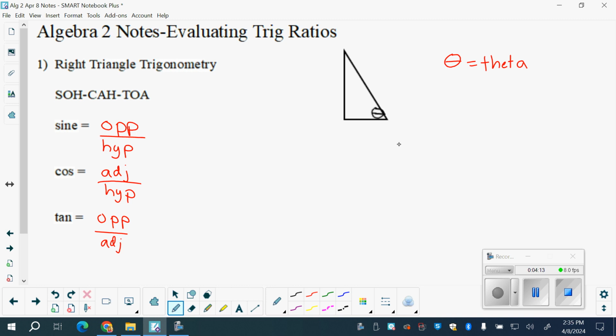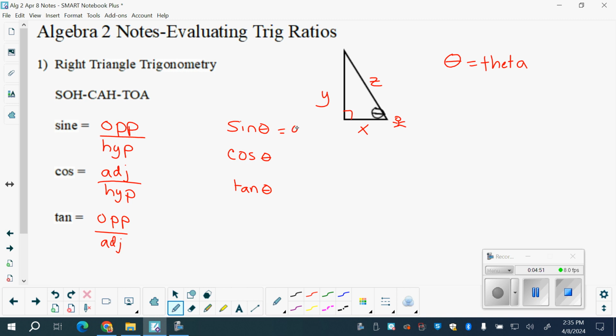So if we were finding, let's label this triangle's sides X, Y, and Z, and this is our right angle. We're going to find sine theta, cosine theta, and tangent theta. What you can do is draw a little person where that angle is, and they're looking from that angle. And so the sine is the opposite over hypotenuse.